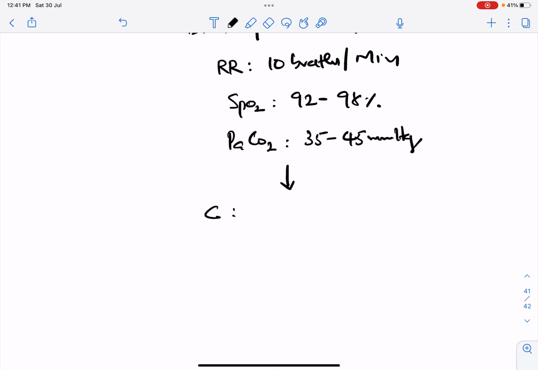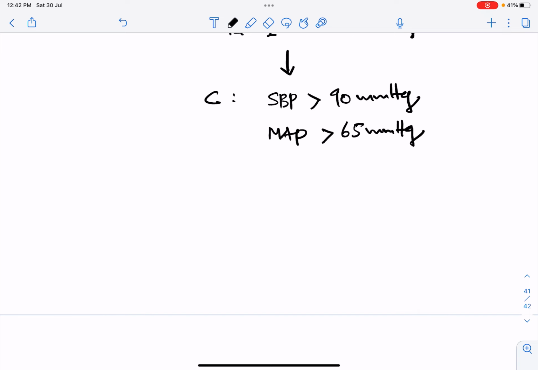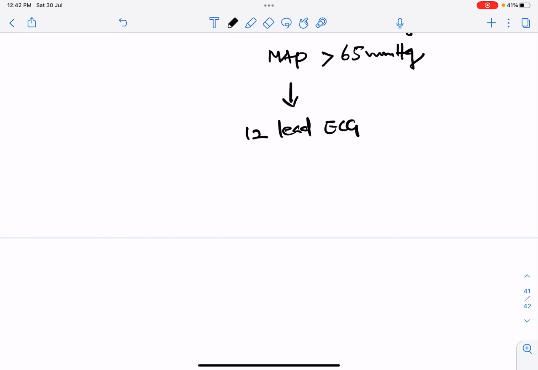After the breathing part, we go for the circulation part. In the circulation part, the systolic BP should be more than 90 mmHg, and the mean arterial pressure, MAP, should be more than 65 mmHg. This should be maintained. After this, we have to go for a 12 lead ECG, in the C part only.